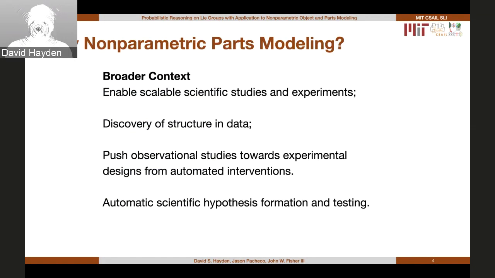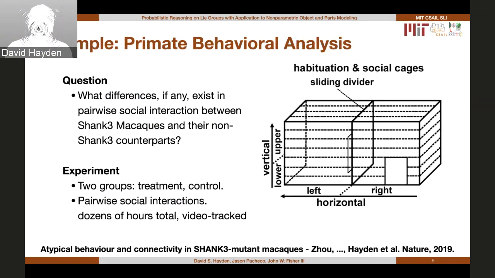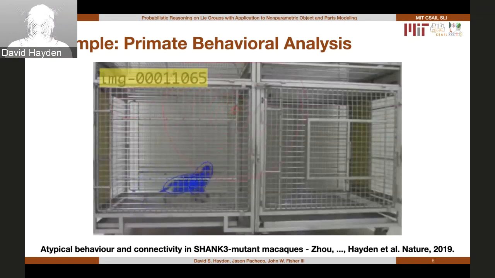So an example of this kind of work is we wanted to ask what differences exist, statistically speaking, in the social interactions between pairs of monkeys, where in one pair, they have a gene that we think might be associated with autism. They have that gene expressed, and in the other pair, neither monkey has that gene. And so what we're going to do is record dozens of hours of data. That data looks a bit like this.